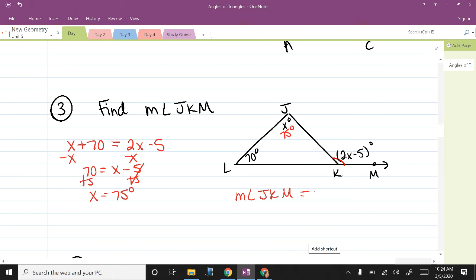Yeah. So 145 degrees. And again, be sure when you find an angle measure, you put a degree symbol.